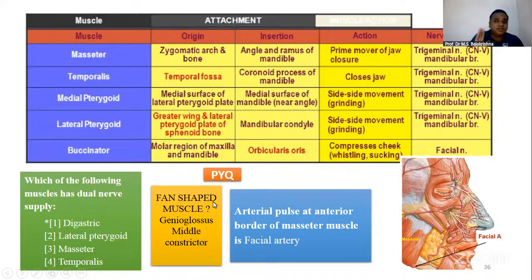Fan-shaped muscle: genioglossus muscle. Another one is the anterior inferior border of the masseter. When you clench your teeth, you feel the masseter muscle. Just anterior and inferior here, if you put your three fingers, you can feel the pulsation of the facial artery. Here is the place where the facial artery pulsates. From here, the facial artery enters the face from the neck and goes towards the angle of the mouth, then along the lateral surface of the nose up to the eye. That is the facial artery.